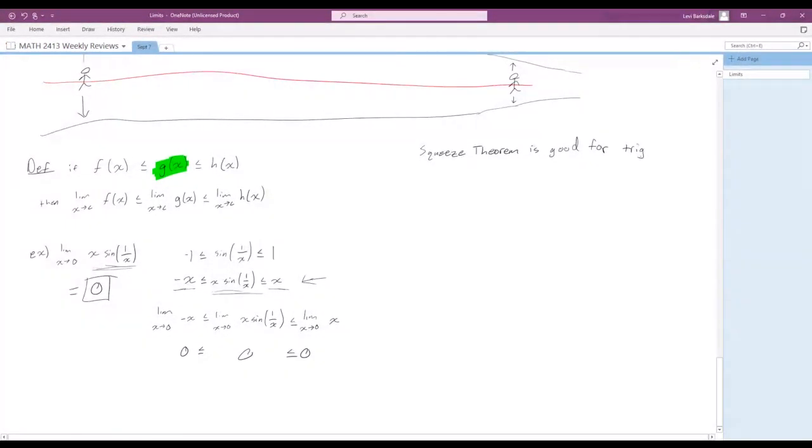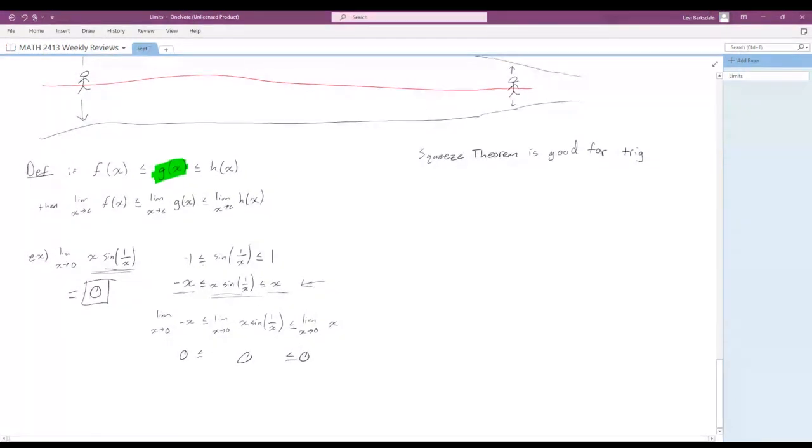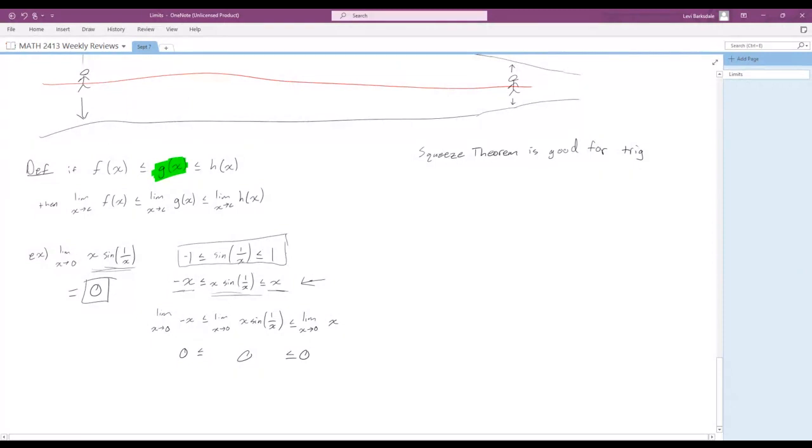Because it's really easy with sine and cosine especially to set up this inequality: negative 1 is less than or equal to sine, which is in turn less than or equal to positive 1.